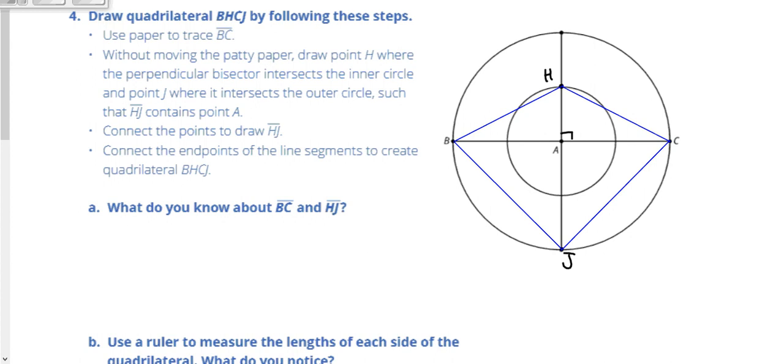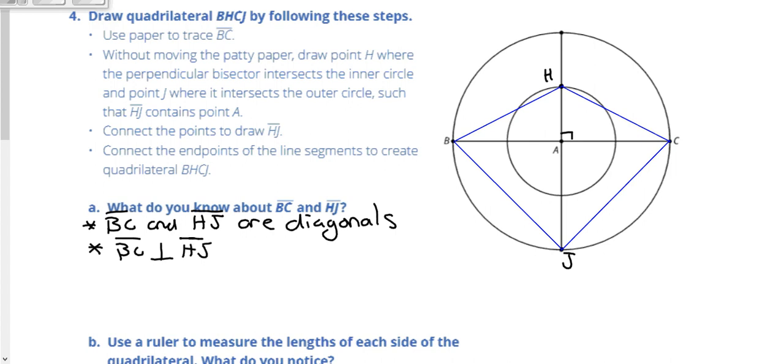Okay, so what do we know about BC and HJ? Well, first off, we know that BC and HJ are diagonals of the quadrilateral BHCJ. We know again that BC is perpendicular to HJ. We know that BC is not equal to HJ.